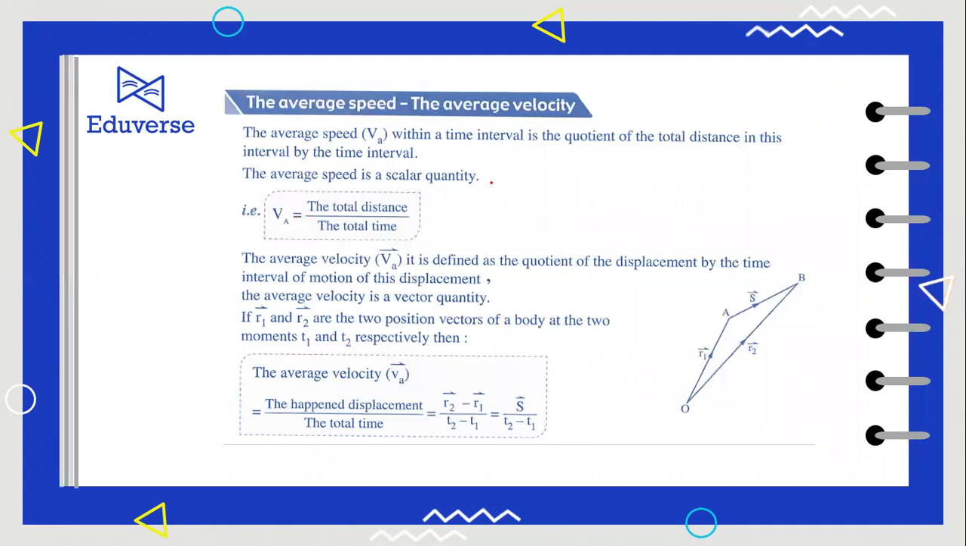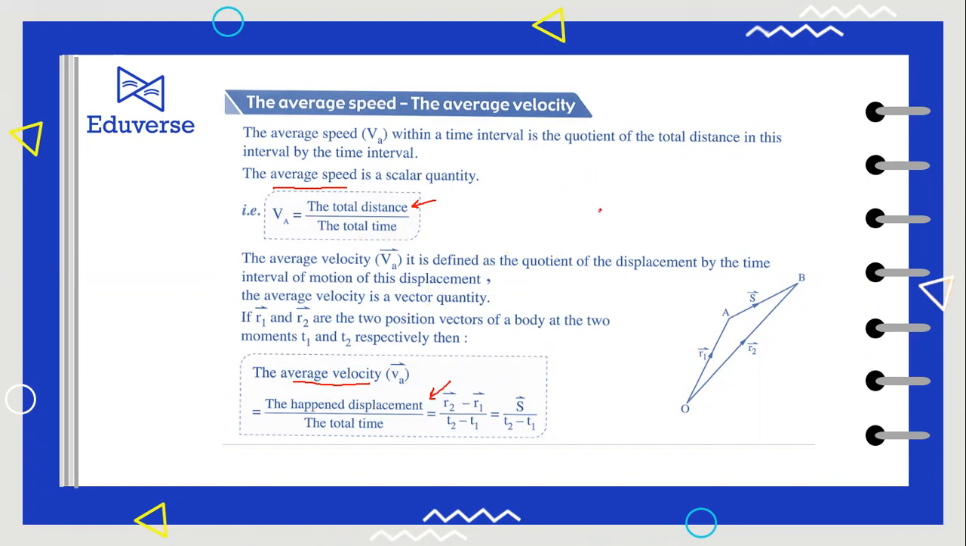Average speed and average velocity. What is the difference between them? Average speed equals total distance over total time, and depends on distance, but average velocity equals total displacement over total time, and depends on displacement. Okay, what is the difference between distance and displacement?